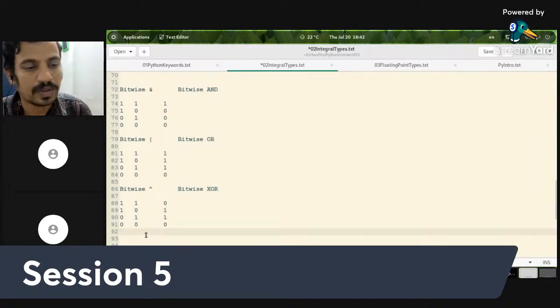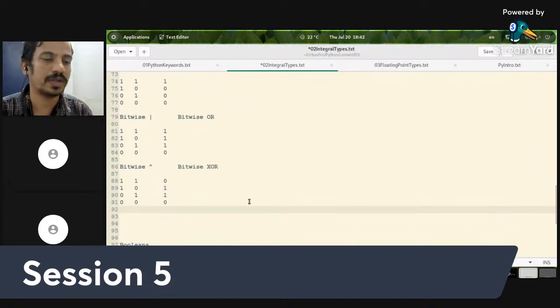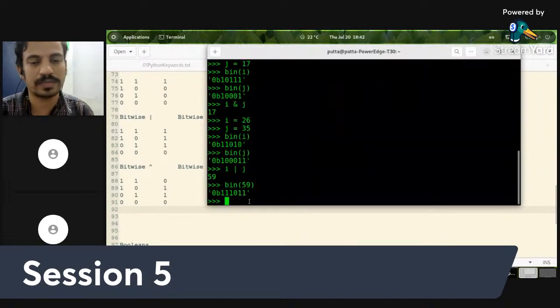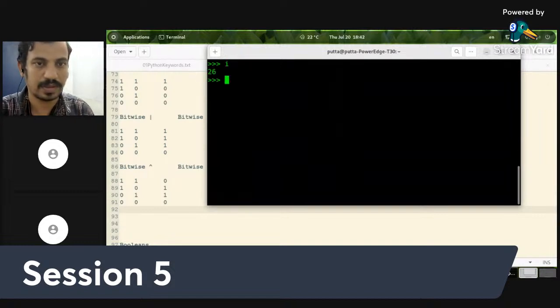Okay, so which are the values? 26 and 35. Perform an XOR and let me know what is the result of bitwise XOR. 57. I XOR J. Okay, 57.